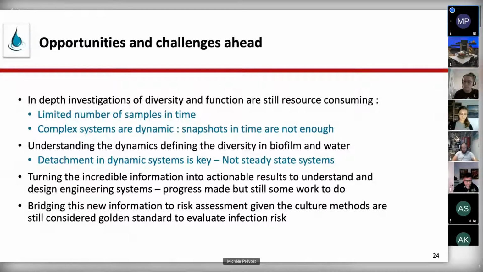And we need to turn this incredible information into actionable results to understand and design engineering systems. We have made a lot of progress, but there's still a lot of work to do to show how this can be made. And finally, we need to bridge this new information to risk assessment. At this point, the health community is very conservative in using culture as the gold standard for risk assessment. The NASEM report also confirmed that. But we need to push so that these new methods are used to assess risk in a more systematic manner.